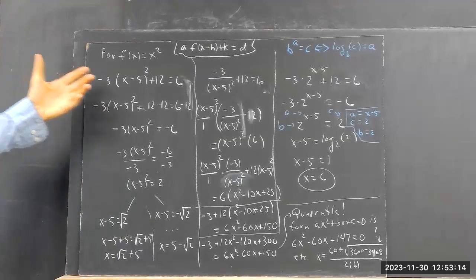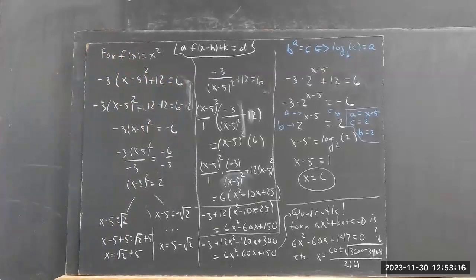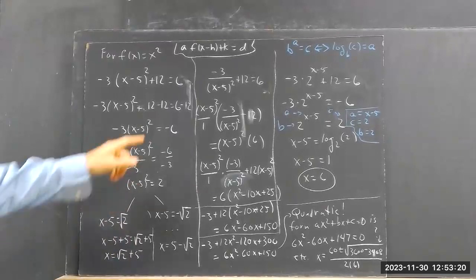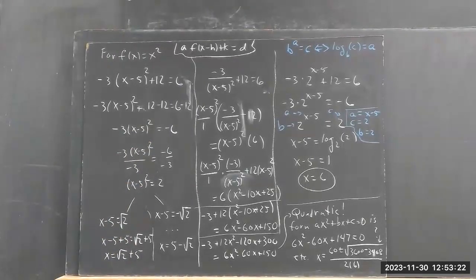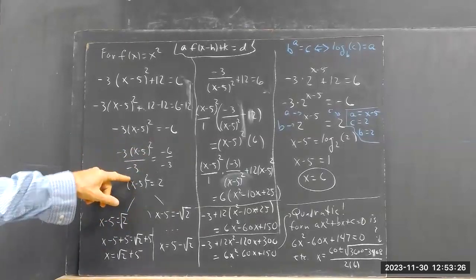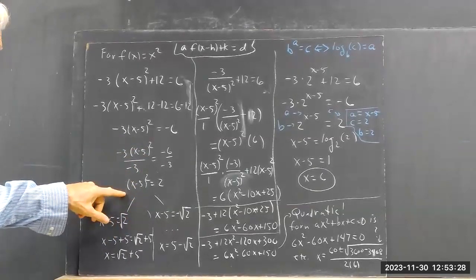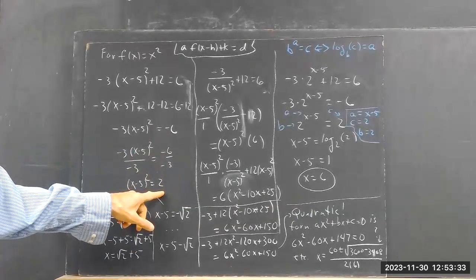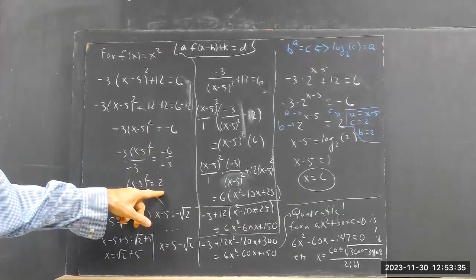And the process is very similar. Subtract 12 from both sides. The 12 goes away. Divide both sides by -3. The -3 goes away, leaving you (x minus 5) squared. And you do the arithmetic on the right-hand side, you get 2.